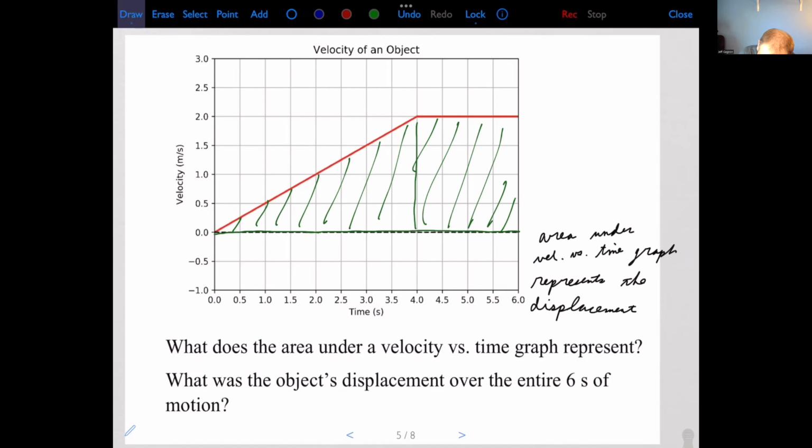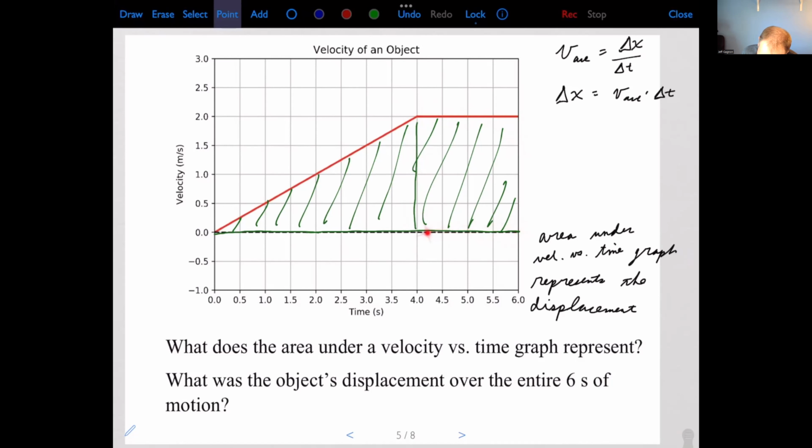Well, I can give you a quick idea of why that's the case. Remember the definition of average velocity in the x direction is going to be delta x over delta t. If I solve that equation for delta x, which is the displacement, I'm going to get the velocity times the time. And notice here, if you look at this area underneath the graph, let's just look at this part right here where the velocity is constant. So this is just a rectangle here.